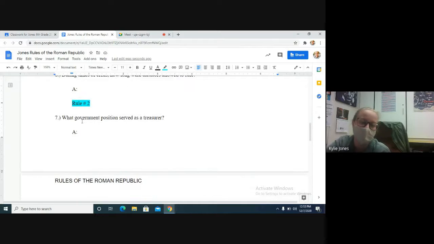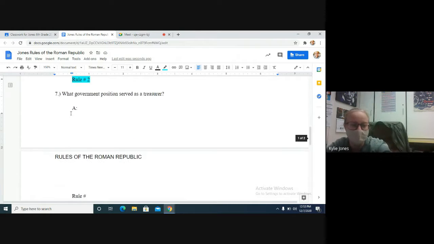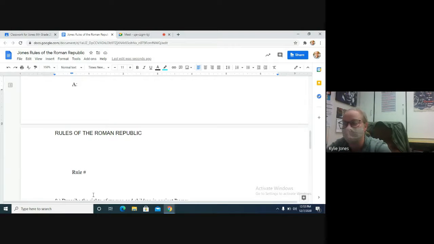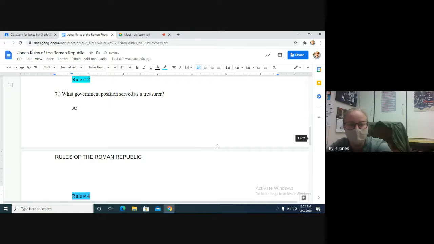Number 7 says, what government position served as a treasurer? Did we find that one? Yeah, we did. That one was in there. That rule is on the next page. So answer goes on that page. Rule is on the next page. So rule number 4. Yeah, for number 7.